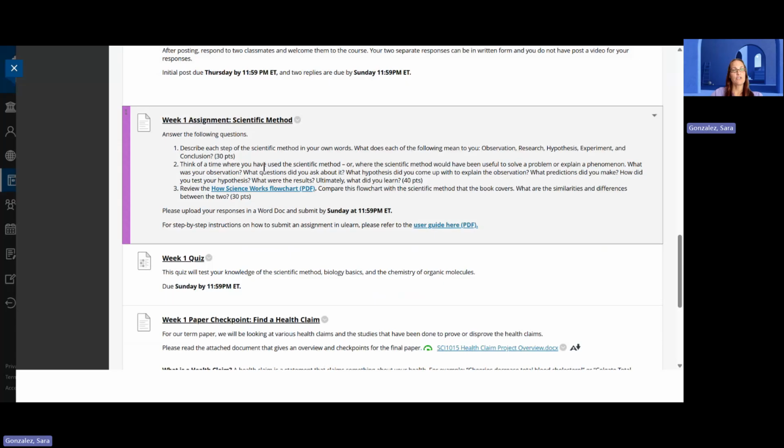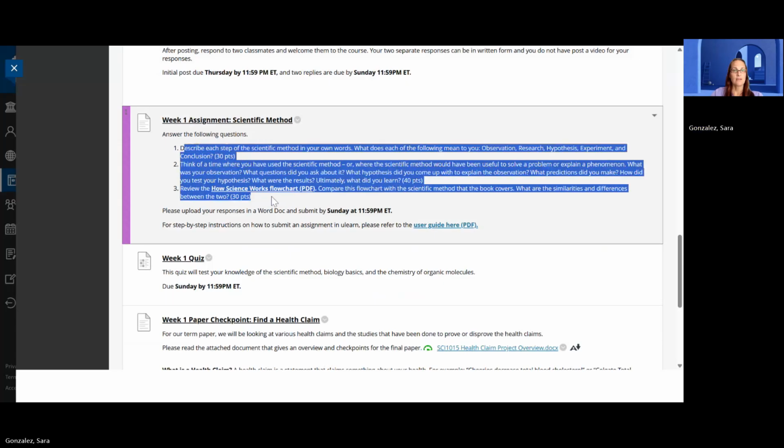You also have an assignment here, and you're going to address these questions. I'm highlighting them, so hopefully you can see them. They're worth about 30 to 40 points each. You're going to upload a Word document, so please use Word or PDF. I've had instances in the past where other applications were used, and I don't have access to those, so Word or PDF is preferred. Describe the steps of the scientific method, discuss a time that you have used it, and review the flow chart and compare it with what is in your book. This assignment is due by Sunday.